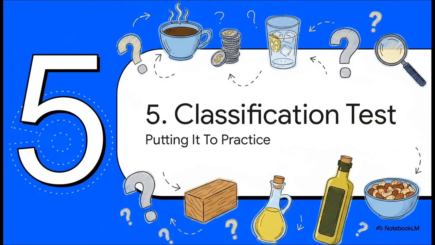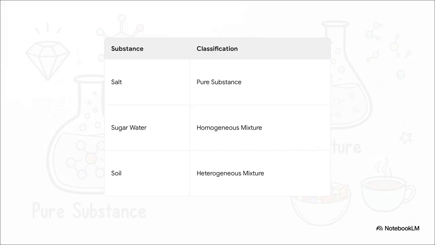Okay, so we've got our definitions, we've got our clues. I think it's time to put this knowledge to the test. Let's see if we can classify a few everyday things. Let's walk through these. First up, salt. Well, it's made of just one type of particle, that sodium chloride molecule. So, boom, it's a pure substance. Next, sugar water. We've got two substances here, sugar and water, but they're mixed so evenly you can't see the sugar anymore. That makes it a homogeneous mixture. And last, soil. You can literally see different bits and pieces, dirt, tiny rocks, maybe some leaves. It's a classic heterogeneous mixture. You see the pattern here?